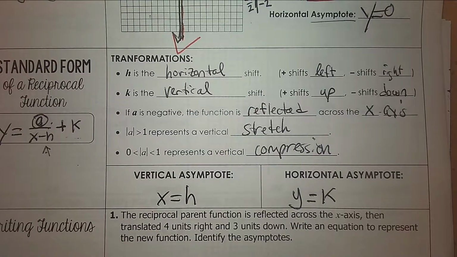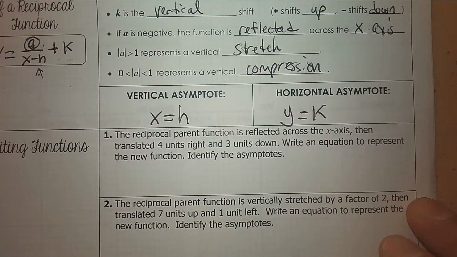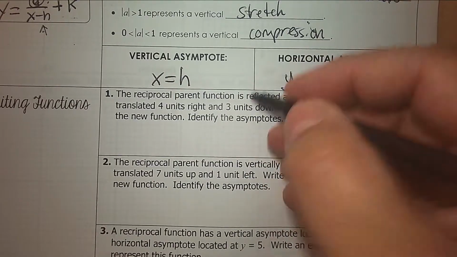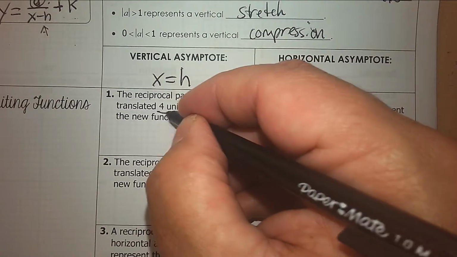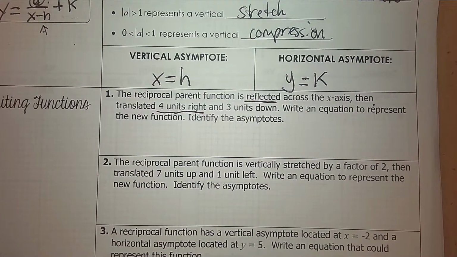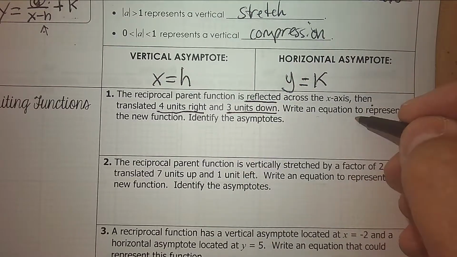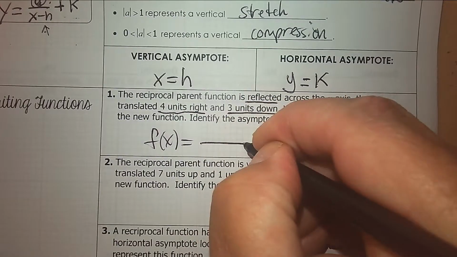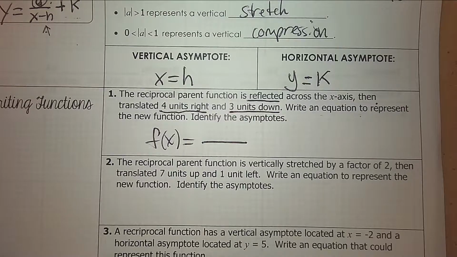Yes. All right. Let's see if we can actually write reciprocals, and then we'll graph reciprocals. The reciprocal parent function is reflected across the x-axis. Then translated 4 units to the right and 3 units down. Write an equation of the new function. So let's write this down. It's a reciprocal, so I'm going to draw a fraction line. And we're just going to go one at a time. If it's reflected, how does that affect the numerator?